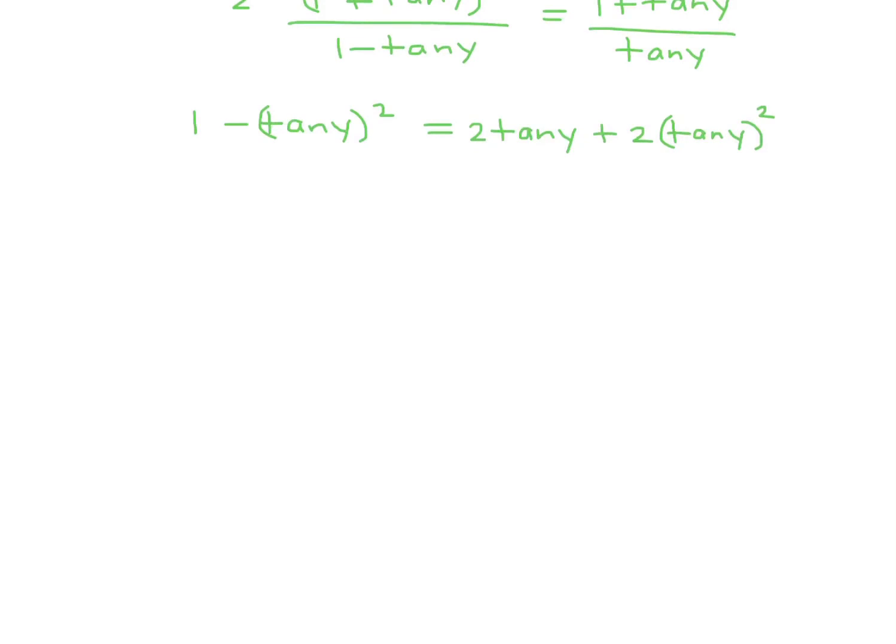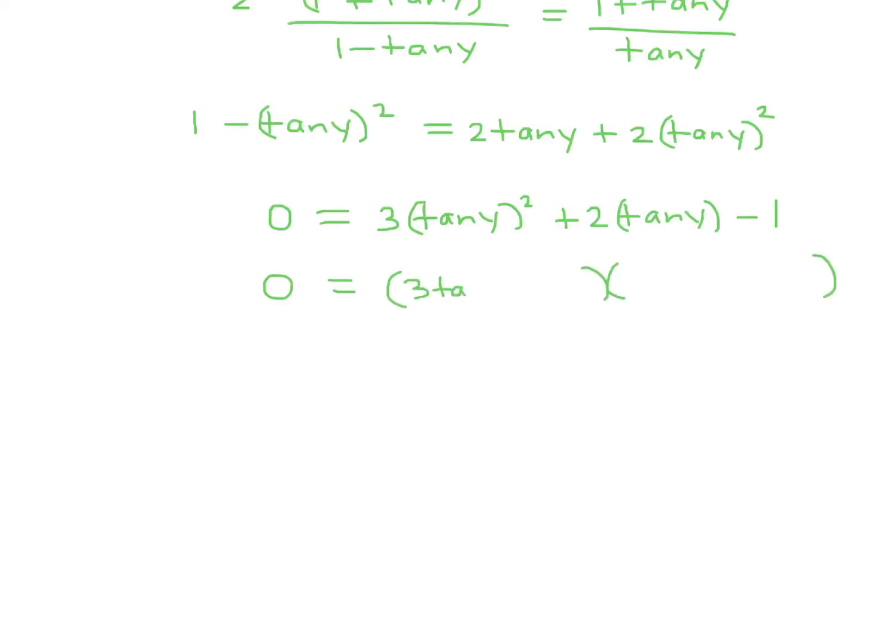All right, things are starting to look pretty good here, I think. We can now put everything on one side. And if we do, we'll get 3 tan of y all squared plus 2 tan of y minus 1. And I do believe this factors. Let's see here. 3 tan of y, 1 and 1. But let's see, negative, positive, right? 3 minus 2, right? Or 3 minus 1, actually. So that means that the tan of y is either 1/3 or negative 1.